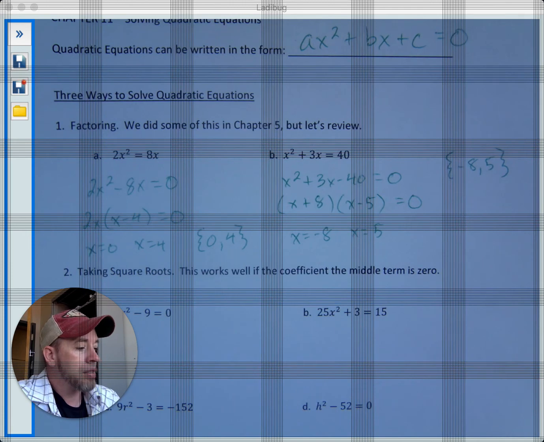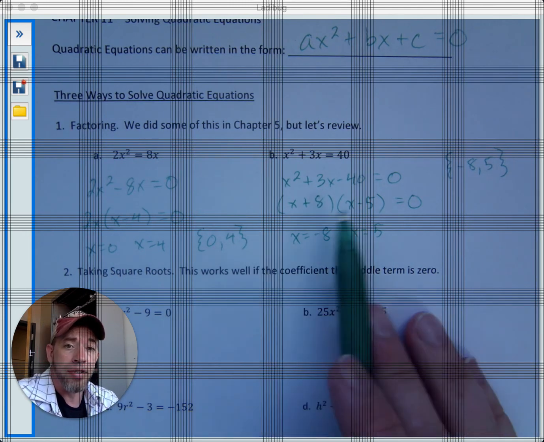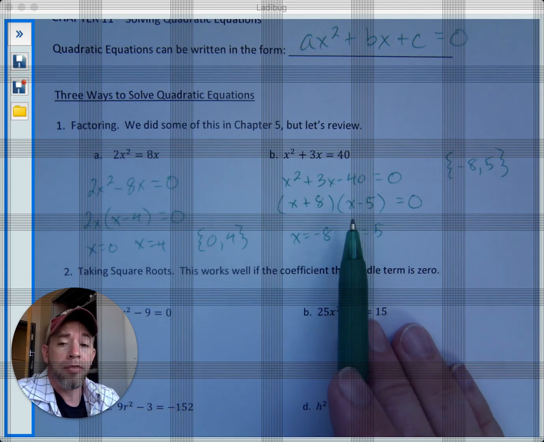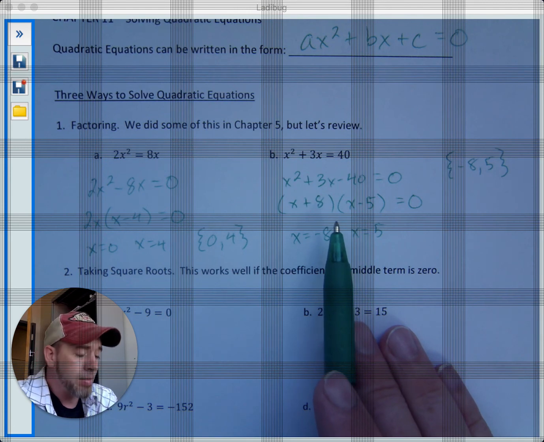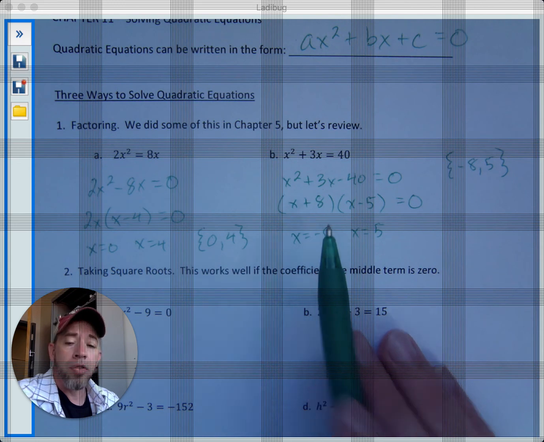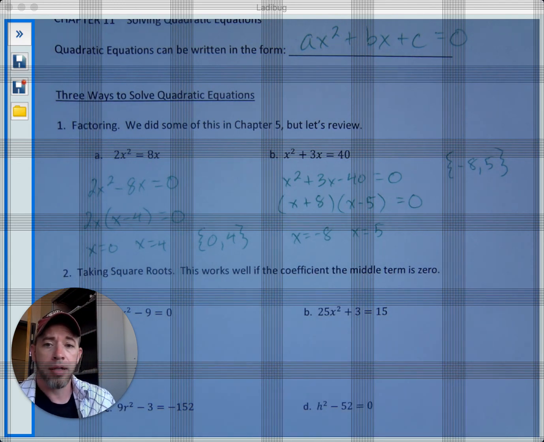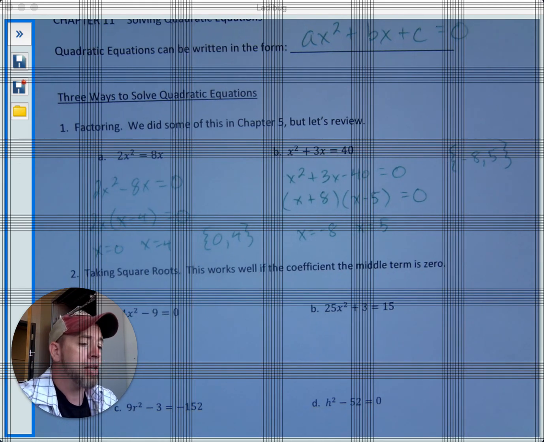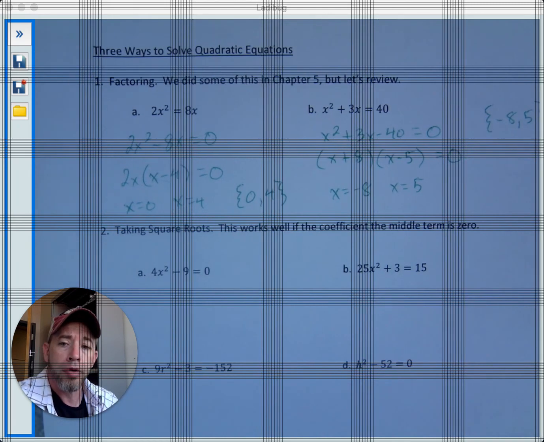Alright, so that's some review of factoring. Unfortunately, factoring is not always easy, and sometimes it's not even possible. There are other ways that we could look at. Okay, the next technique we're going to look at is taking square roots.